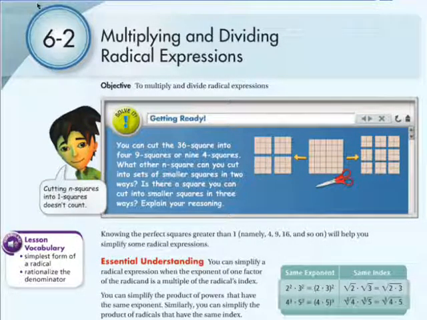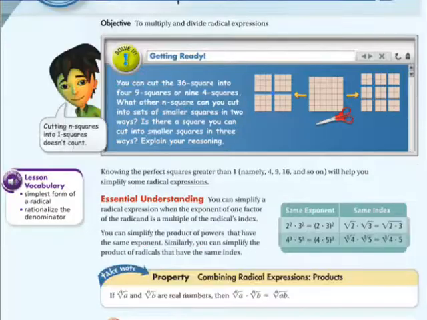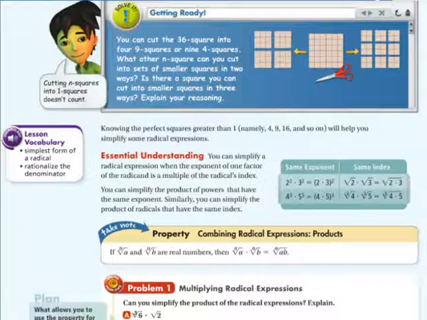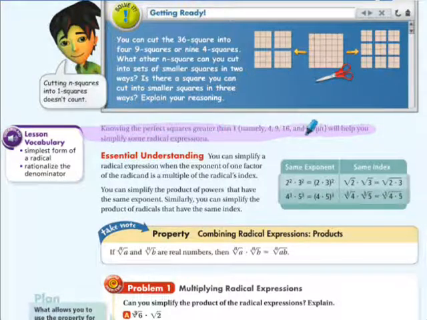Dividing radical expressions. Okay, so we're going to do simply that. We're going to multiply and divide expressions that have radicals within them, or as a part of them. A couple things it tells you early on, and this stuff you've been told for a long time, in my class and others: knowing the perfect squares greater than 1 will help you.